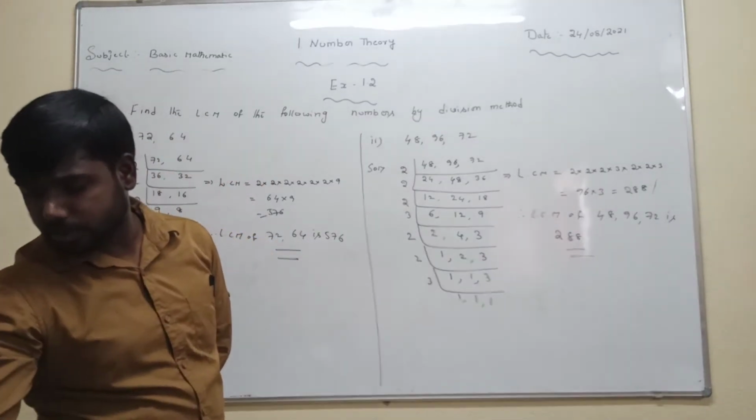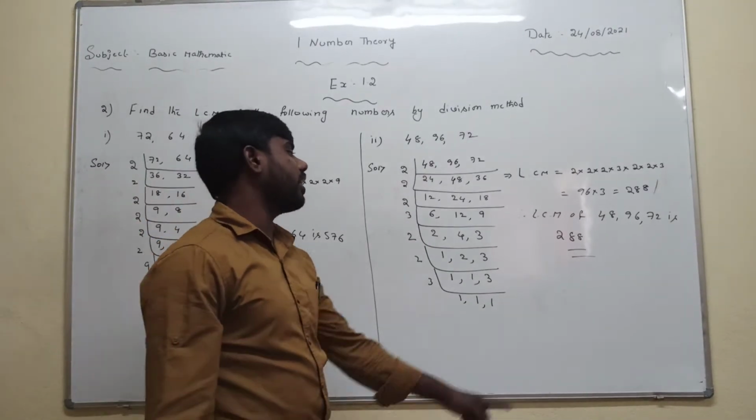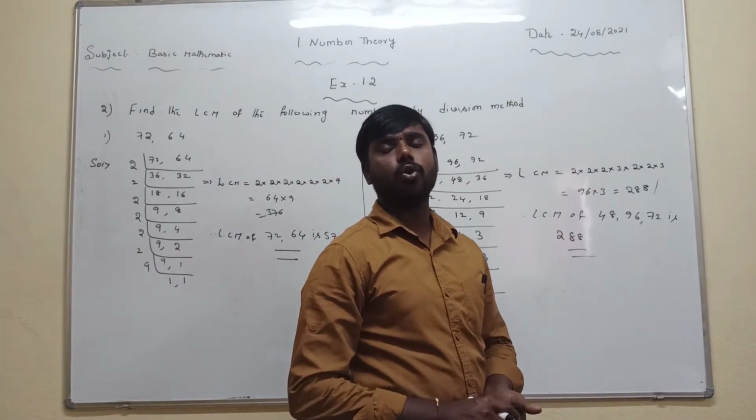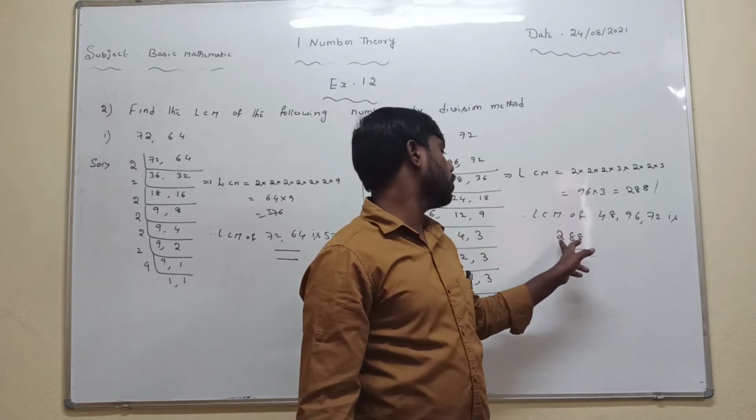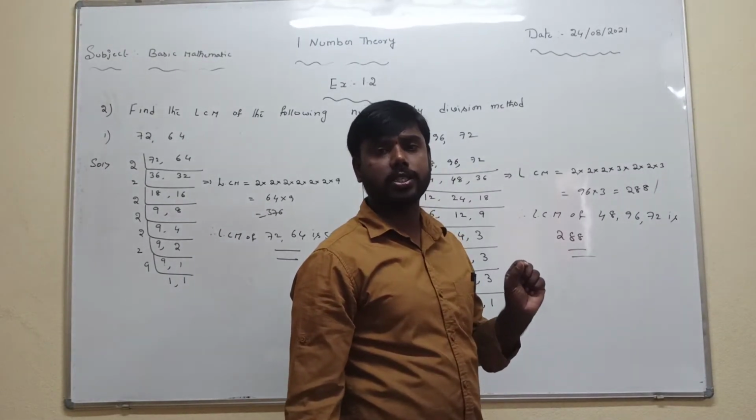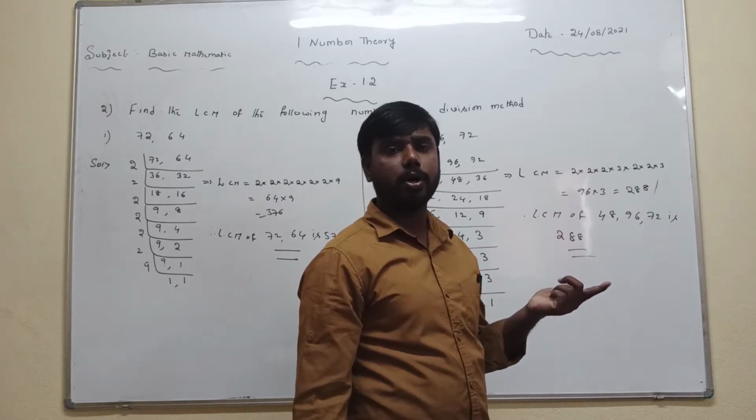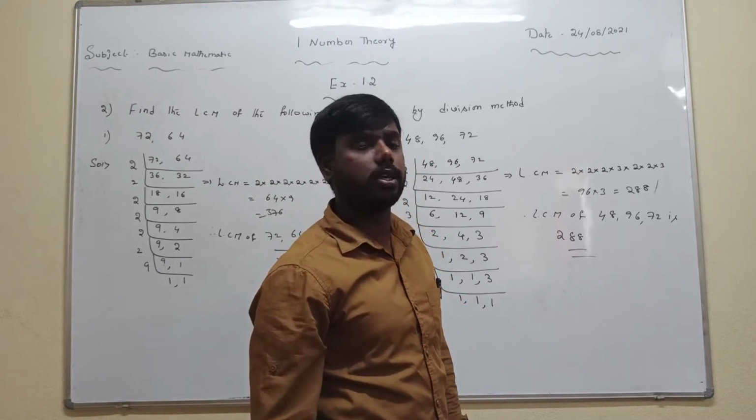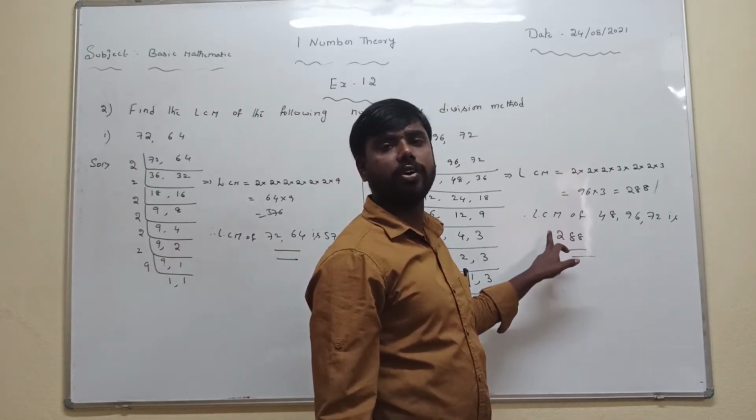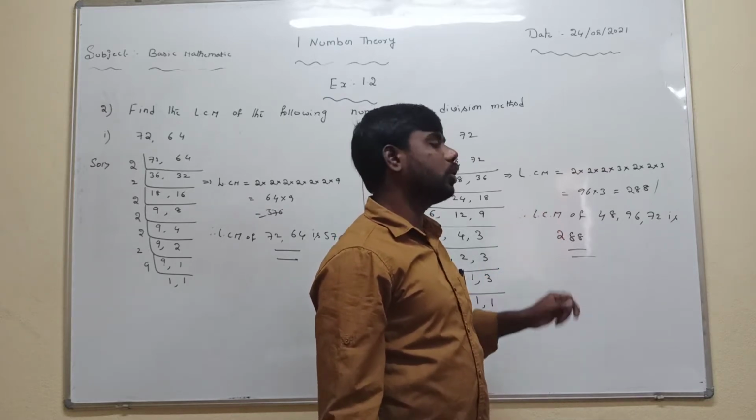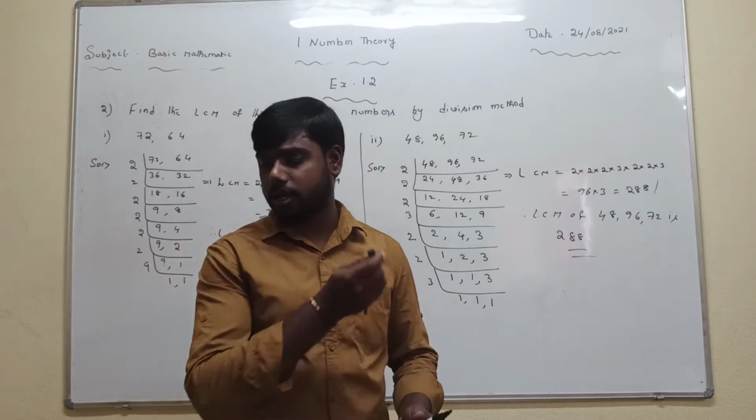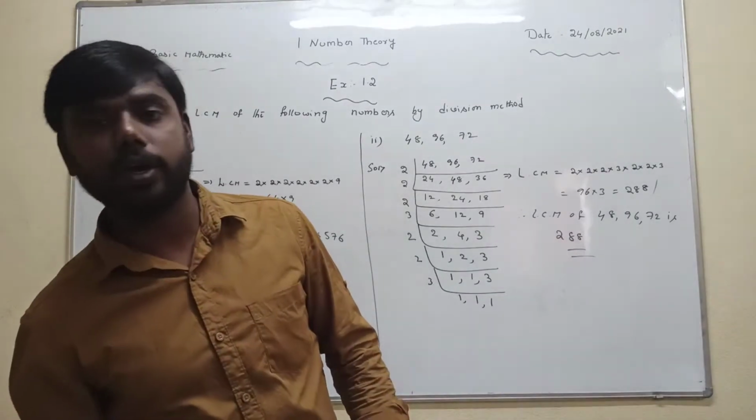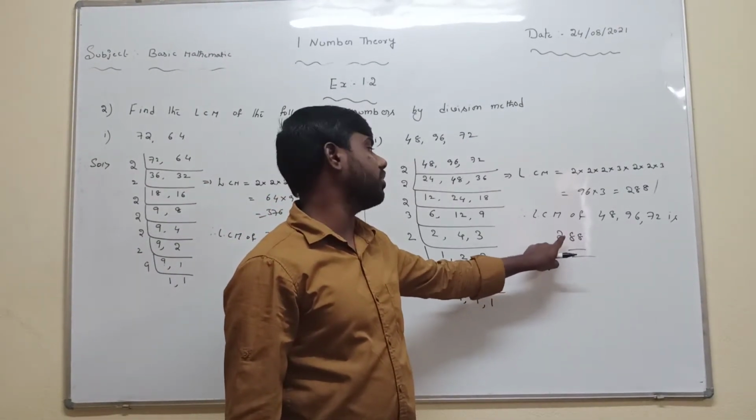In the NCERT textbook the given solution is 576. That is why we can change it. The correct answer is 288. Exercise 1.2, question number 2, Roman numeral 2: in the textbook the given answer is 576, but that answer is not correct. The correct answer is 288. We can change the answer in the textbook. This is the correct answer of this question.